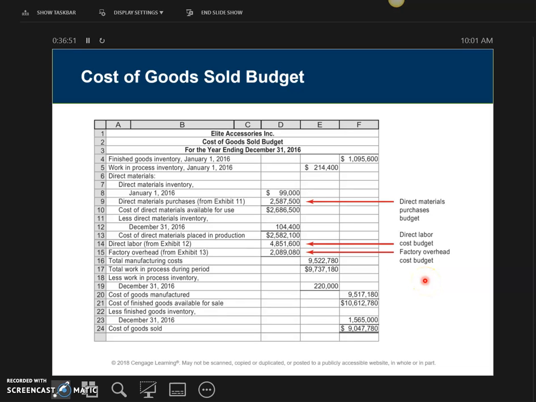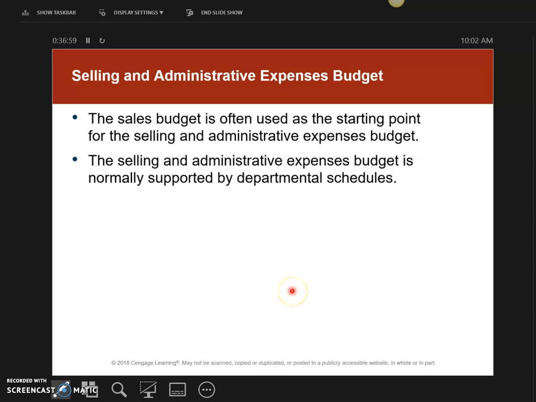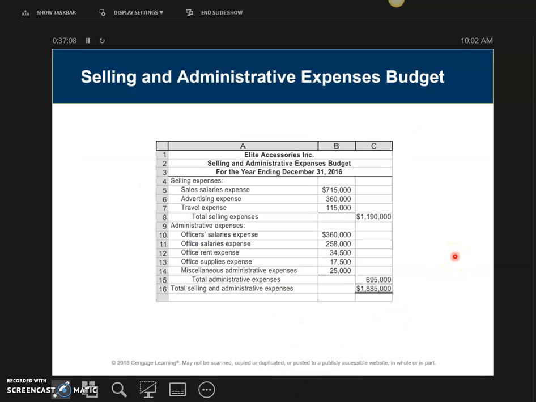Okay, so now we're going to move to selling and admin expenses. And if you remember correctly, I said that they're usually a percent of sales, because I have to figure these out. The more I sell, the more my selling and admin budget is. So here is my selling and admin expense budget. In this case, they just gave us numbers, but in most of the homework examples, it will say a percent of this.